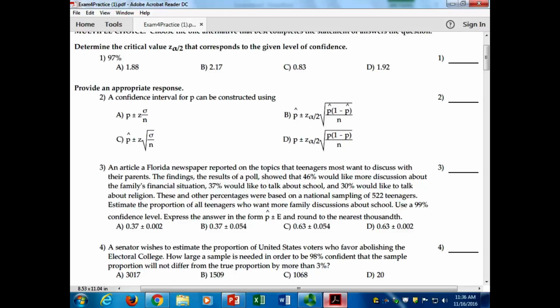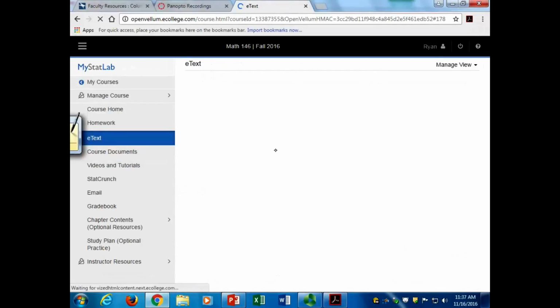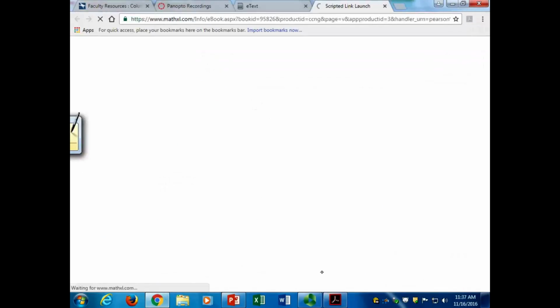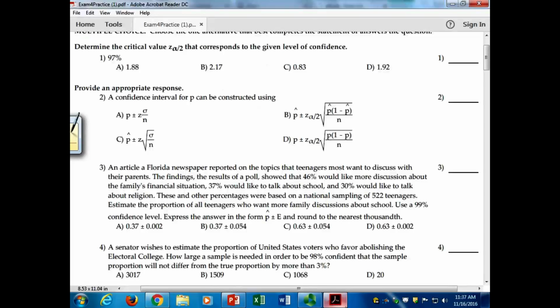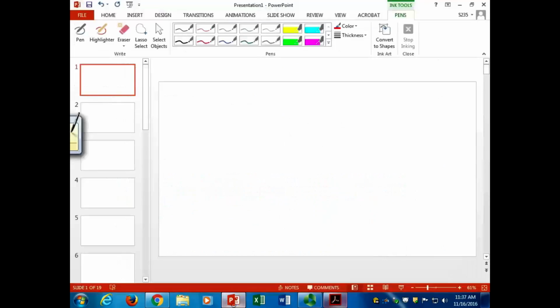Okay. So number one is talking about calculating critical values. Let me pull up my e-text while we're working on this. The idea here is you can calculate an interval for any amount of confidence. It's not too tough. Sometimes you just have to go get the z-values from scratch because they're not one of the common ones. So here we have a 97% confidence interval. If you have 97% confidence, what's your alpha level?